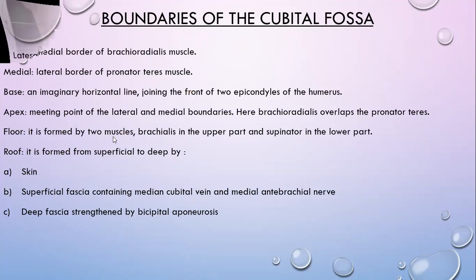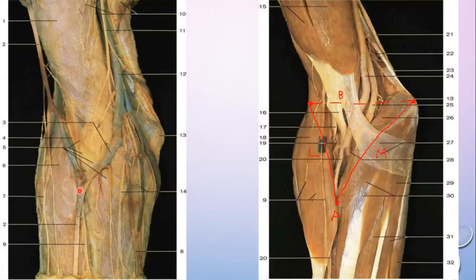Now, here we are. You can see the median cubital vein. This is your cephalic vein. This is your basilic vein. Here is the medial antebrachial nerve, or the medial cutaneous nerve of the forearm. Remember, they will pierce the deep fascia at the level of insertion of coracobrachialis muscle.